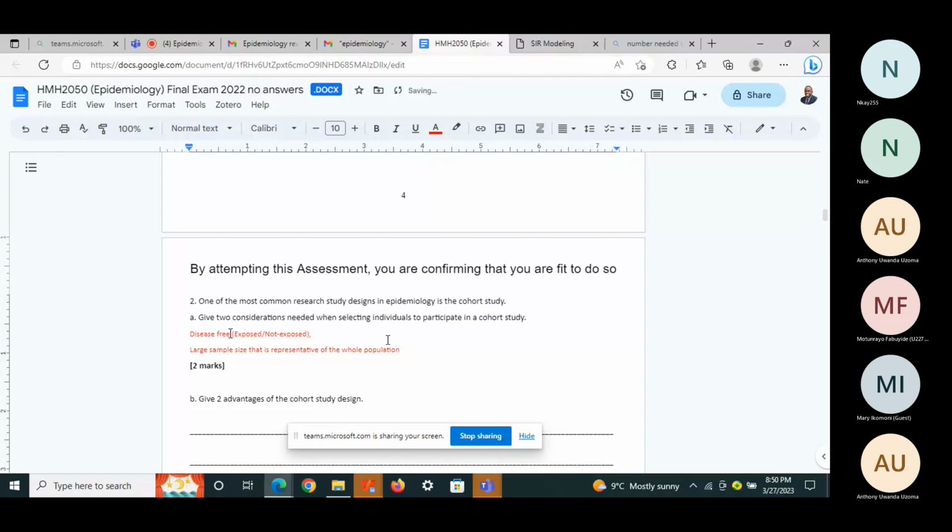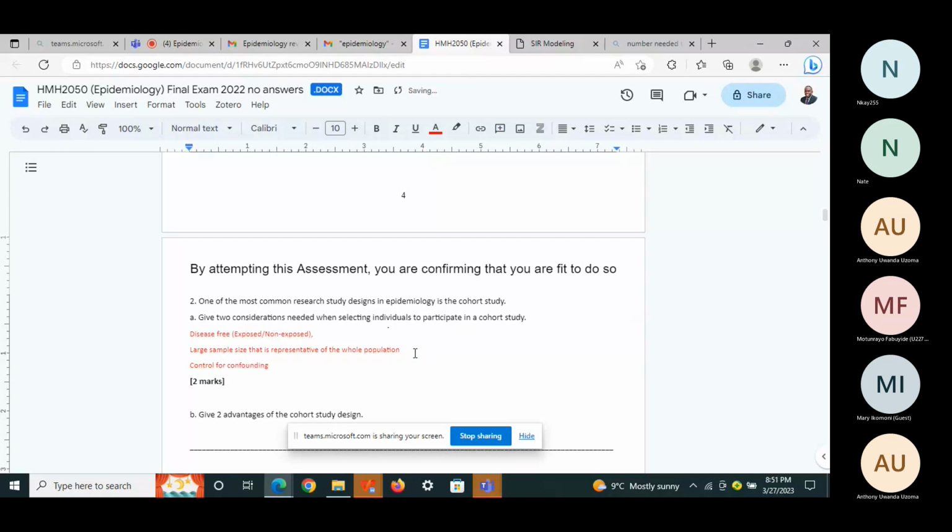Then what are the other things that you can do? You need to control for bias, for confounding. And how do you control for confounding in this kind of study? Because you are matching the exposed group to the non-exposed group. Okay, so you need to control for confounding factors. And how do you control for confounding factors? You control for it by matching.